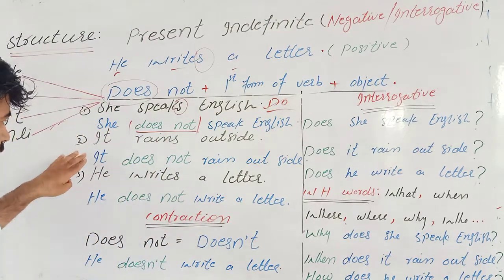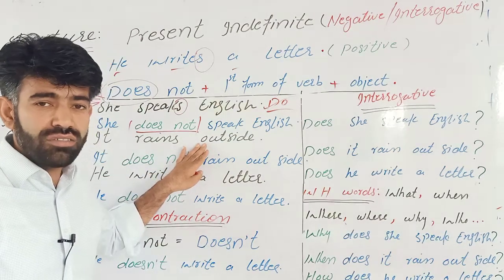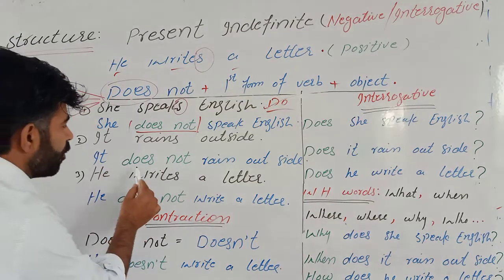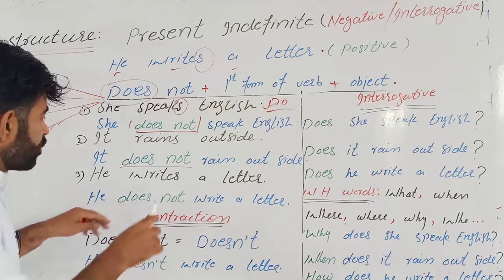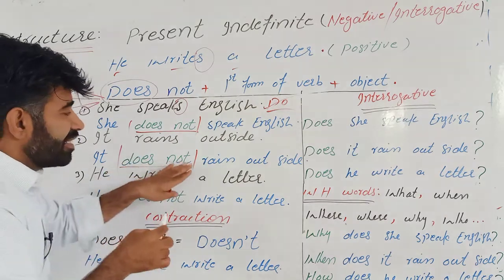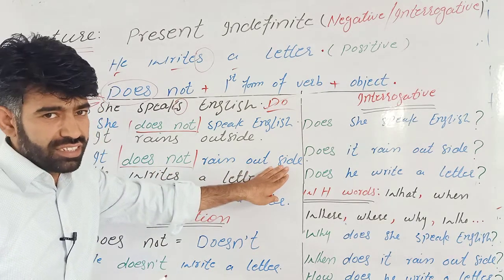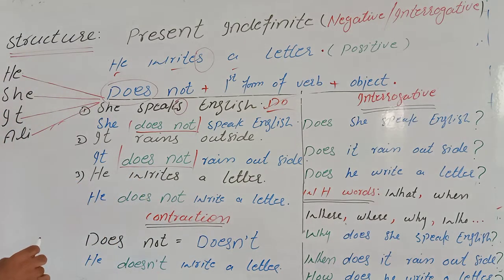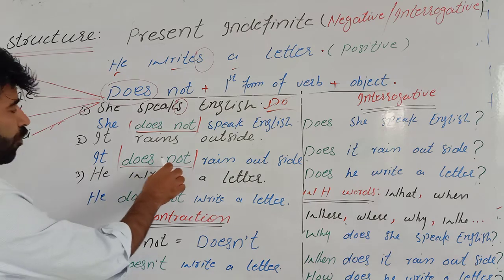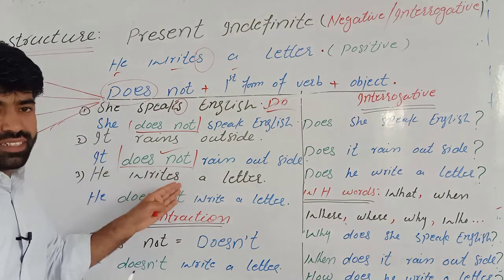In the same way, it rains outside. But here, if you want to say it's not raining, or it does not rain, what do we have to add? This does not. It does not rain outside. This is what we have to do. If you want to make a sentence with he, she, it and a singular noun, and if you want to change it into negative, what do we have to do? We have to add this does not after the subject of the sentence.